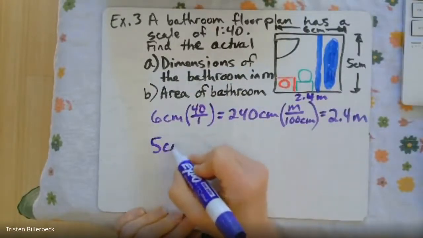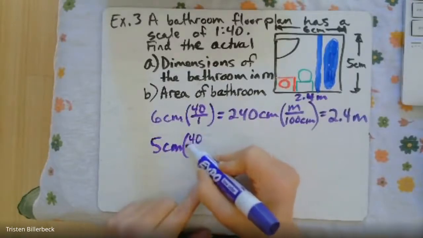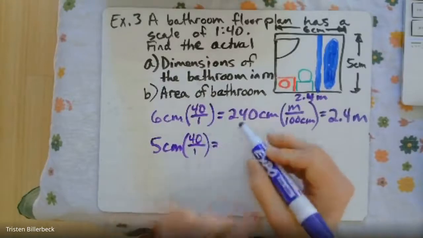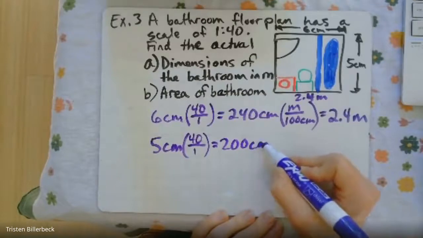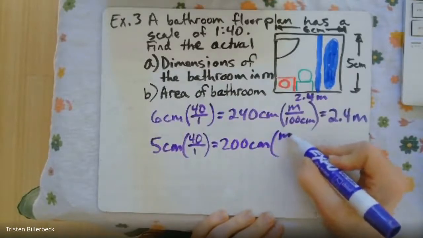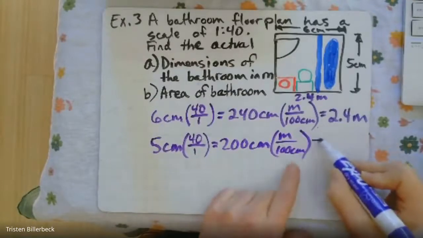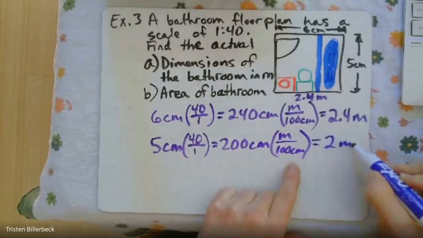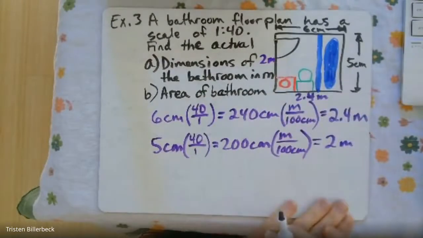So 5 centimeters, and we're converting this to the actual. So that gives us 200 centimeters. We convert meters to centimeters here. And this gives us 2 meters. So this side is 2 meters. So there you go. So converting's not too hard. You just have to keep up with it.